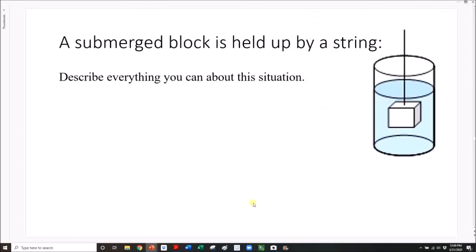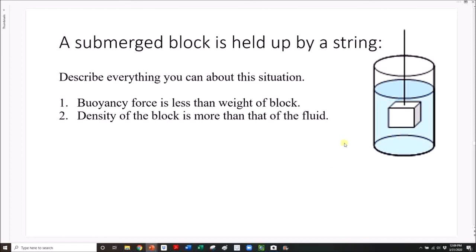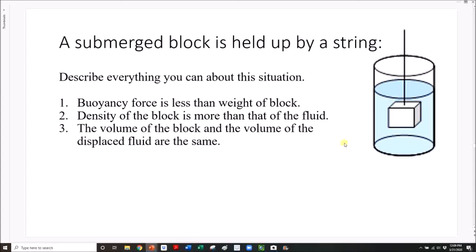Okay, one last question. A submerged block is held up by a string. Describe everything you can about this situation. So make a list, pause the video, and make your list. All right, did you write down that the buoyancy force is less than the weight of the block because it's trying to sink? Did you write down that the density of the block is more than that of the fluid? The volume of the block and the volume of the displaced fluid are the same because it's completely submerged.